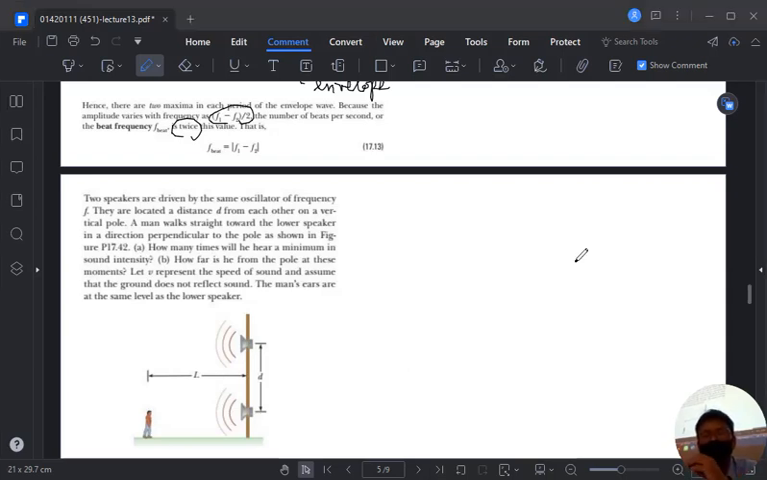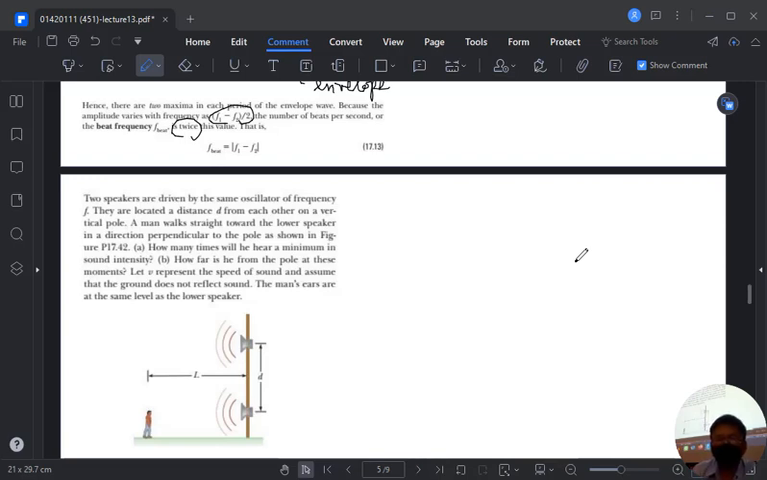Okay, two speakers, same oscillator frequency F, okay? They are located at distance D and so on. A man walks straight towards the lower speaker in the direction perpendicular to the pole. So he walks in to the right. How many times do we hear a minimum in sound intensity? How far from the pole?